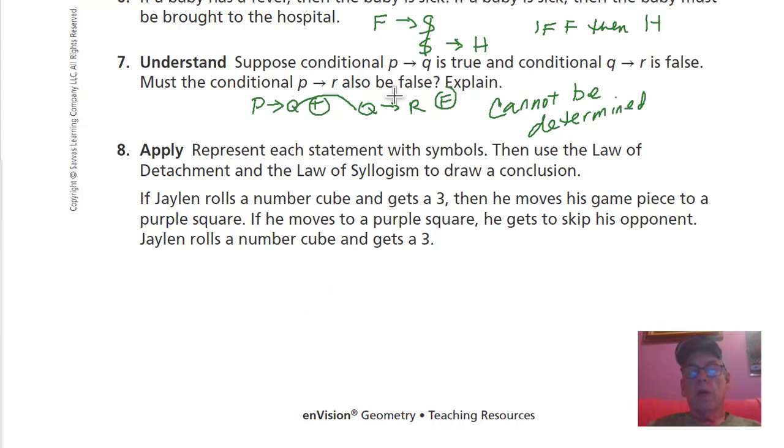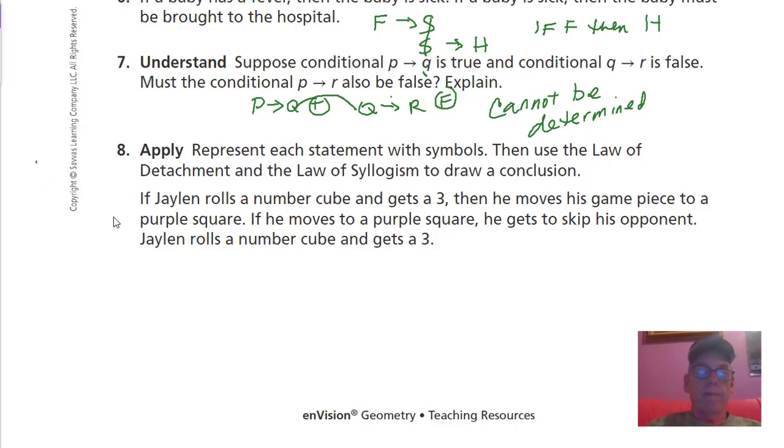If P is true, then Q, but this is a false statement, so it's not telling us that Q is true and R is false. So Q could be false or R could be false or some combination of those, so that's why it cannot be determined.